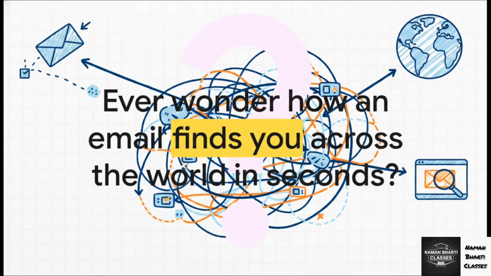You hit send on an email, and boom, it shows up on a screen on the other side of the planet. How in the world does that little piece of data navigate the insane, tangled web of the internet to find that one specific person out of billions? Well, that's exactly the mystery we're solving today.